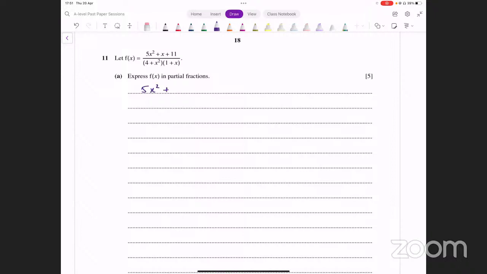We have 5x square plus x plus 11 that divides 4 plus x square into 1 plus x. Now we have one quadratic factor in the denominator and one linear factor. Quadratic factor के लिए क्या हो जाएगा? ax plus b over 4 plus x square. और फिर linear factor के लिए we just have one constant in the numerator, that's c, so c over 1 plus x. ठीक है?